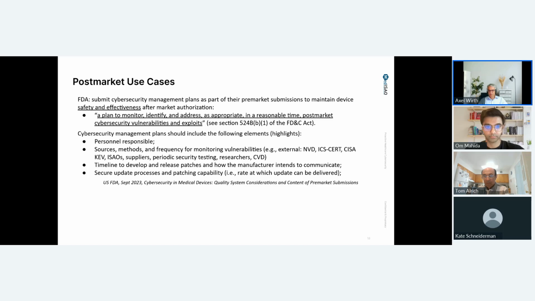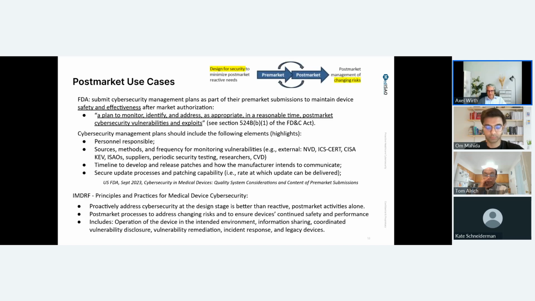You also should define what your process is to develop and release patches and how you intend to communicate the availability of patches to your customers, and then also discuss the actual secure update process, right? That is where the rubber hits the road, meaning it is not just about getting a patch posted on your website or your service portal, but how does the patch actually get onto the device, and what are your metrics? As in how quickly can you release a patch, and how quickly, and how easy is it to deploy the patch onto your fielded devices.